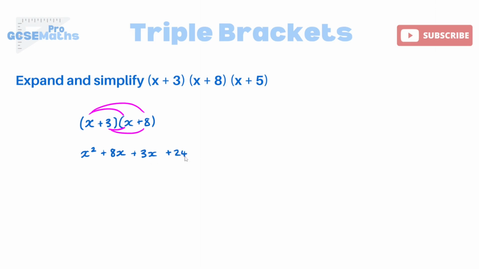Now, before I do anything else, I am going to simplify this. So expand and simplify the first two brackets, and then we'll come back and use the third bracket. Step 1 expand, step 2 simplify. So you should get x squared plus 11x plus 24. So we've expanded the first two brackets. Now though, I do want to bring back the third one obviously.